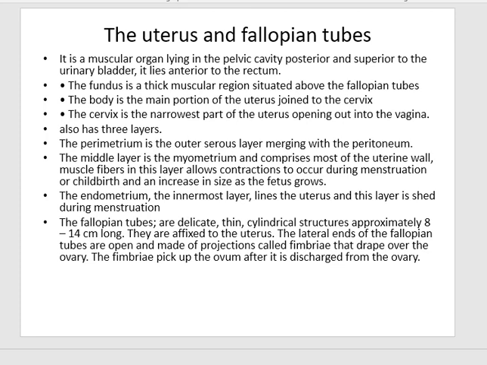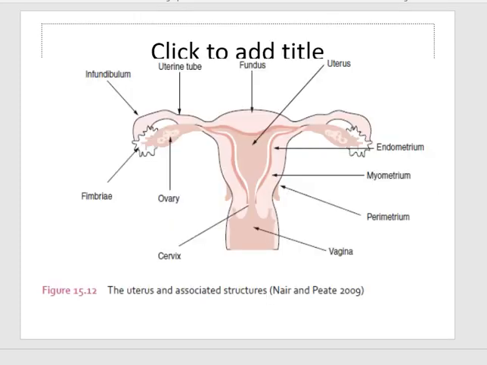The perimetrium is the outer serous layer emerging with the peritoneum. The middle layer is the myometrium and comprises most of the uterine wall. So perimetrium, myometrium, and endometrium.